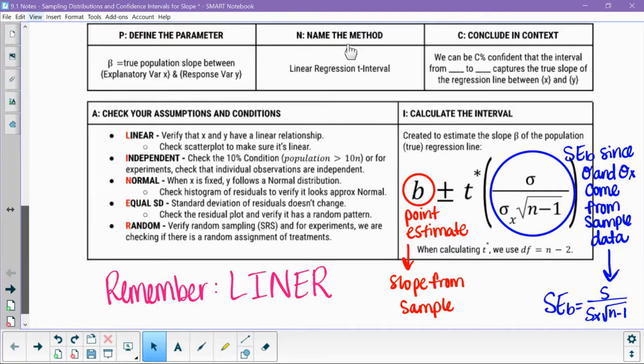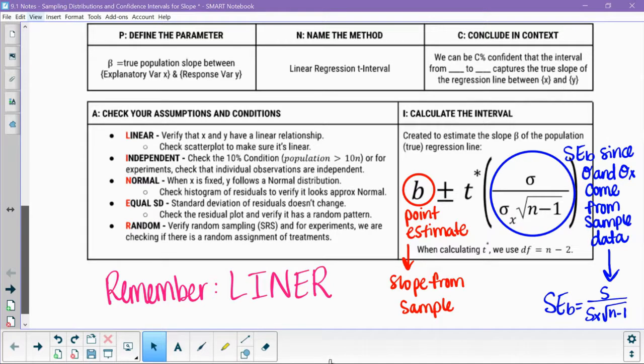Our method is going to be a linear regression t interval. Yes, you have to name the method in order to get credit, especially because we are going to be relying heavily on our calculator. Our conclusion looks pretty similar. We can be blank percent confident that the interval from blank to blank captures the true slope between x and y, something we've been familiar with ever since we started confidence intervals.